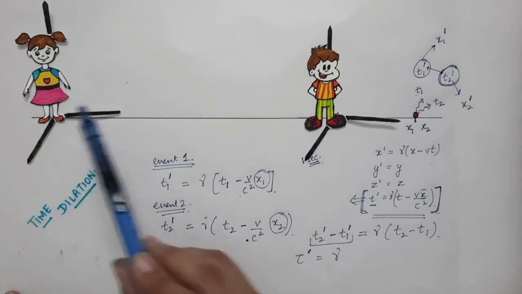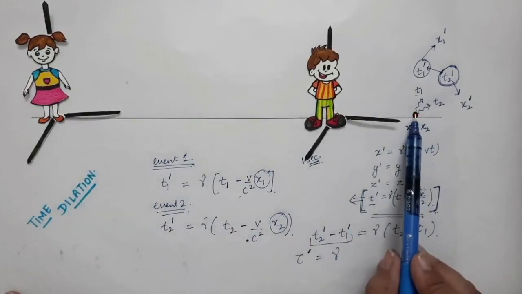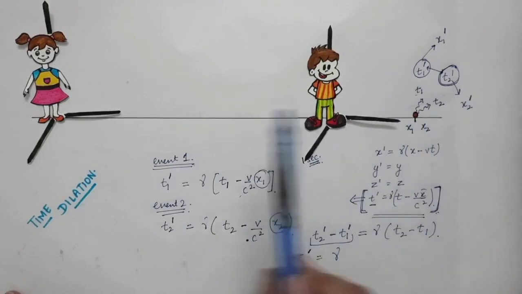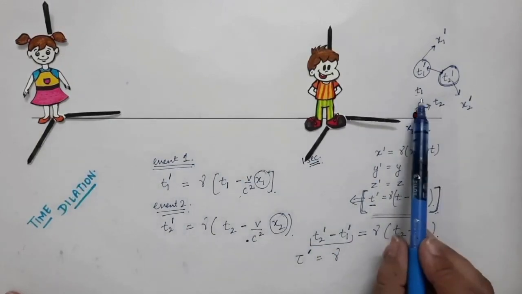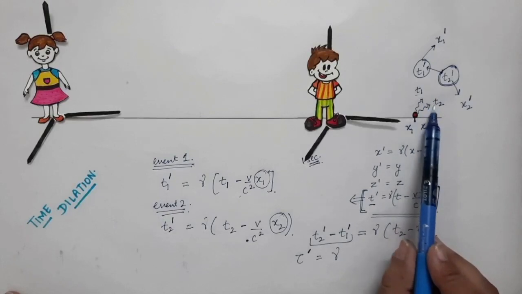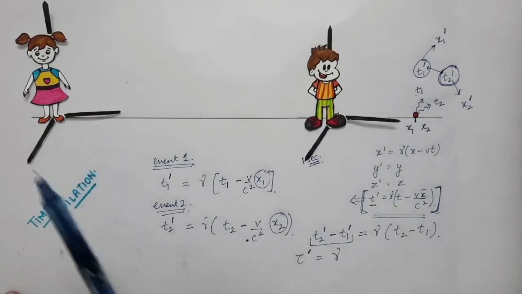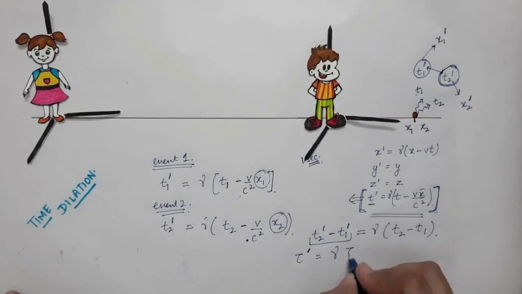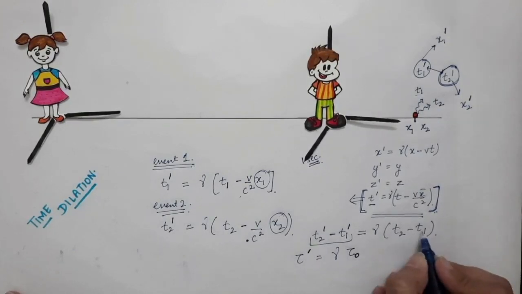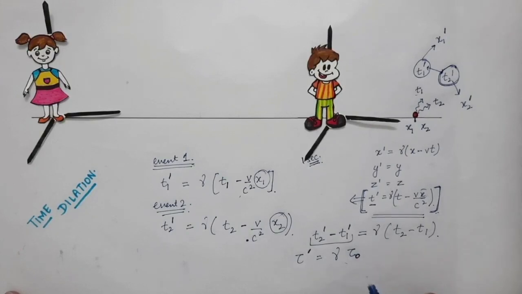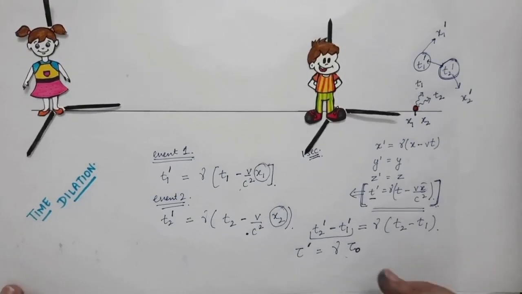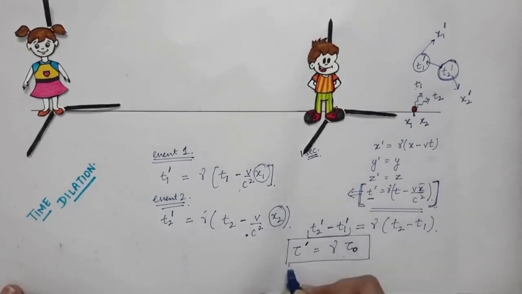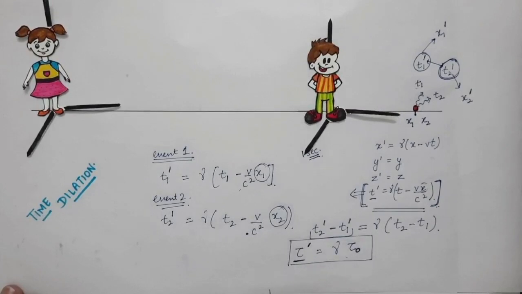So you are at rest with respect to these two events. These two events are occurring at the same position with respect to you. So t2 minus t1 will give me the time interval between these two events with respect to a stationary frame. Let's denote it by tau or tau 0. So from here you can see that tau prime is the time interval between two events in a moving frame, and tau 0 is the time interval between the two events in a stationary frame.